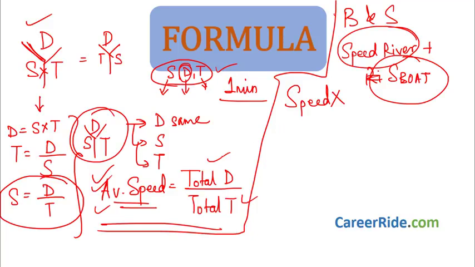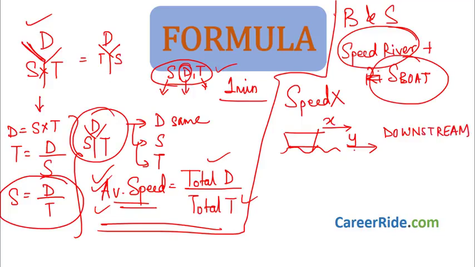Now, for example, this is a river, right? It is flowing in this direction. There is a boat in this river. Now, this boat is also moving in the same direction. Let the boat be moving at the speed x kilometers per hour. Let the river be moving at the speed y kilometers per hour. Since both are moving in the same direction, this is known as downstream.